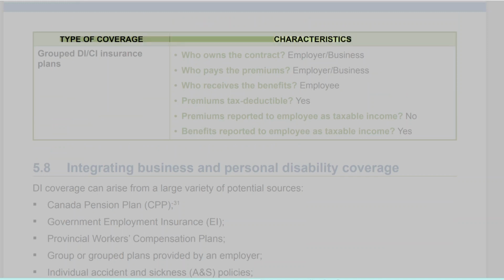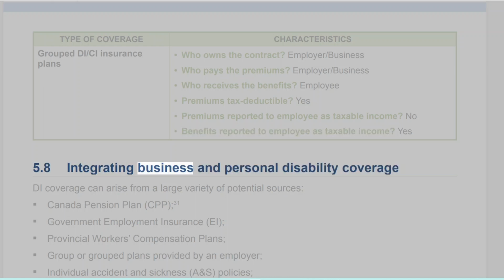Type of coverage characteristics grouped DI/CI insurance plans. Who owns the contract: the employer/business. Who pays the premiums: the employer/business. Who receives the benefits: the employee. Premiums tax deductible: yes. Premiums reported to employee as taxable income: no. Benefits reported to employee as taxable income: yes.